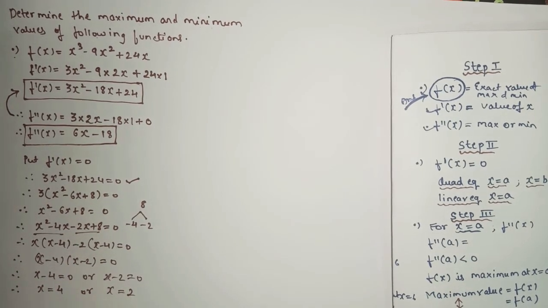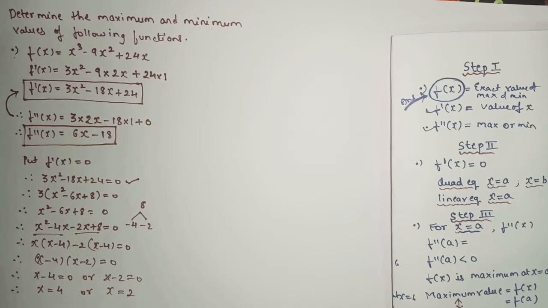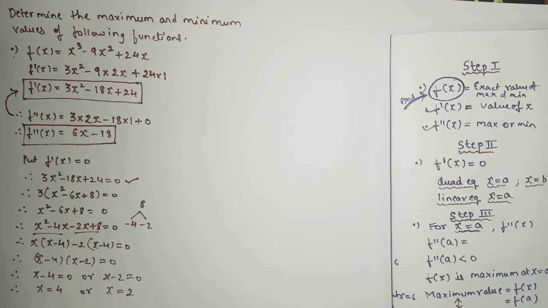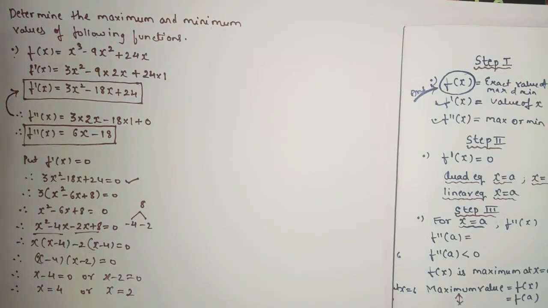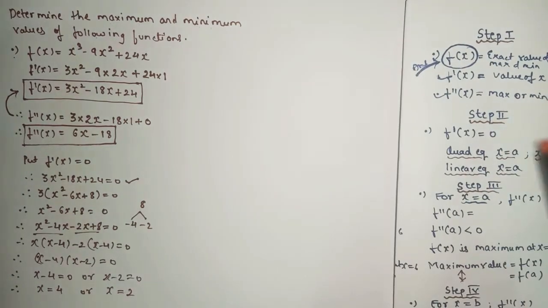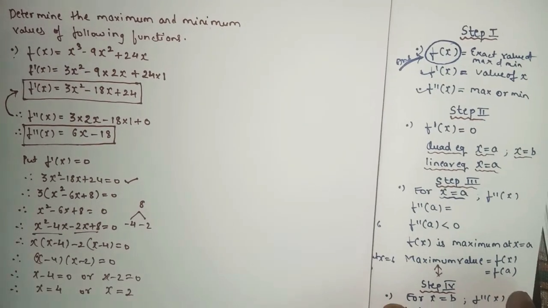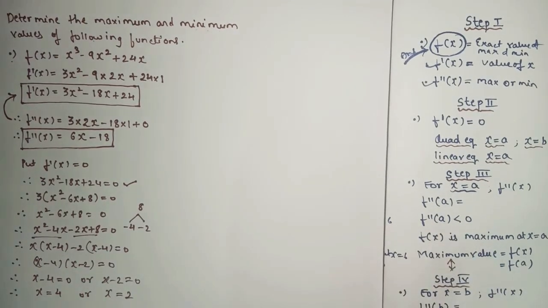Okay, so now to check whether x equals 4 is maxima or minima, or x equals 2 is maxima or minima, exactly we don't know which value will turn out to be maxima or minima. So to find out, we'll substitute the value of x in f double dash x to determine whether the value is maxima or minima. Okay, so now we'll move on to the next step, number 3.